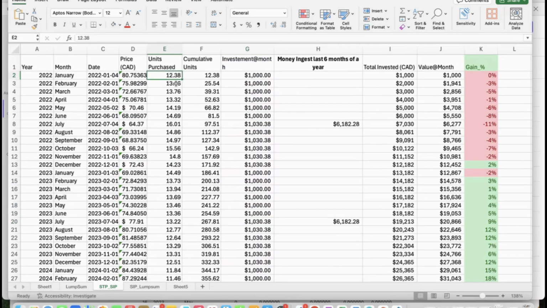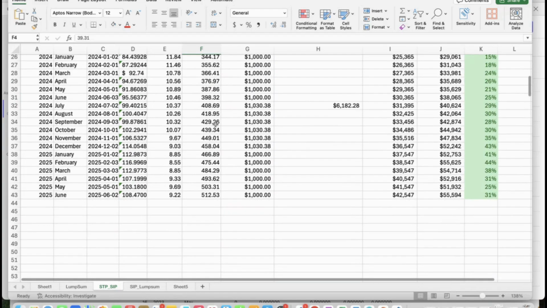So last month you could purchase only 12.38 units because the price was $80.75. The second month you can purchase a little bit more, 13.16 units, because the price went down to 75.98. And then this shows the cumulative of the total amount. So if you sum these two, you will be getting this 25. Then if you sum these three, you'll be getting this one. So it's a cumulative number, how much you are growing, right?